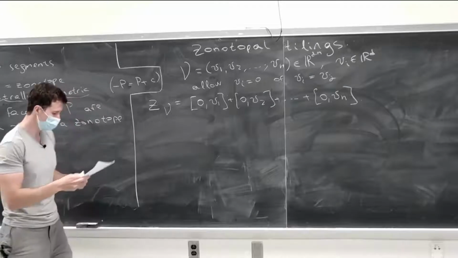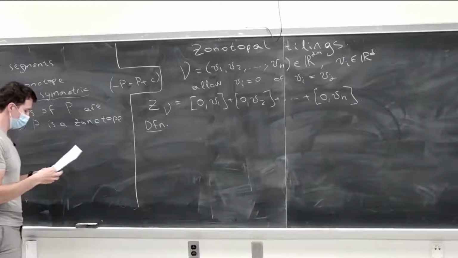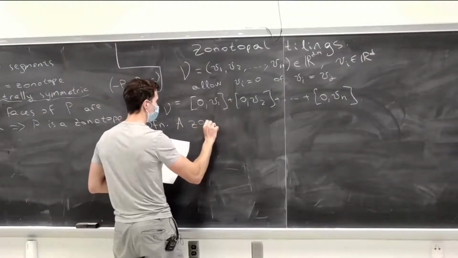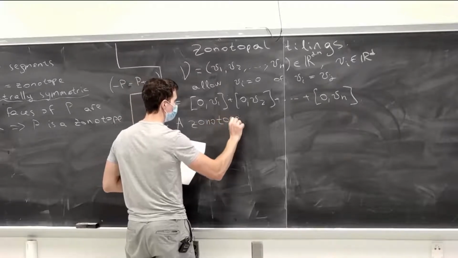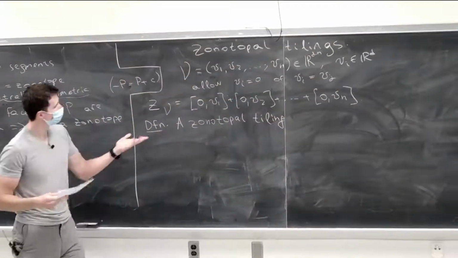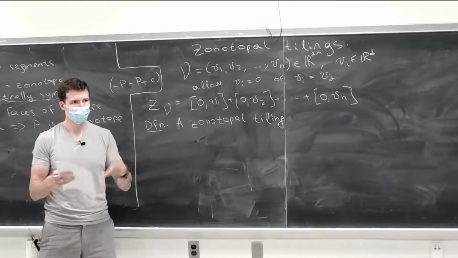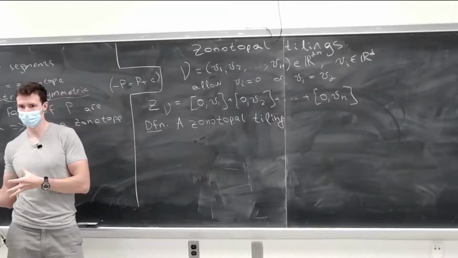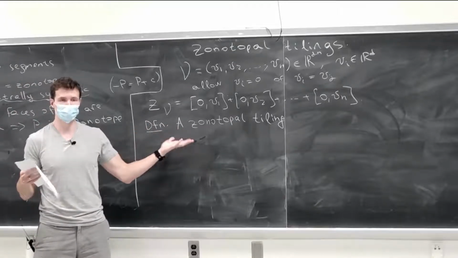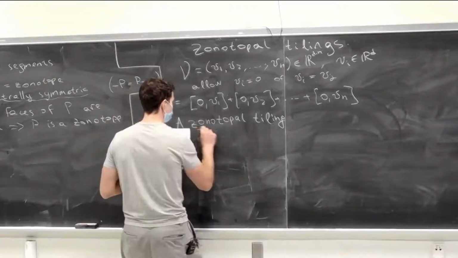And so let me define zonotopal tilings. The definition of a zonotopal tiling is going to be slightly complicated for technical reasons. What you really should remember is that a triangulation is a polyhedral subdivision into simplices. So a zonotopal tiling is going to be a subdivision, but into smaller zonotopes. That's basically the idea. But the actual definition is slightly technical.